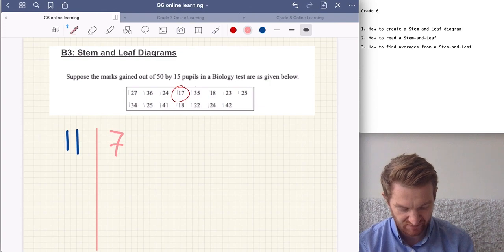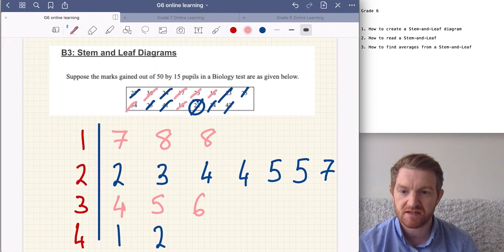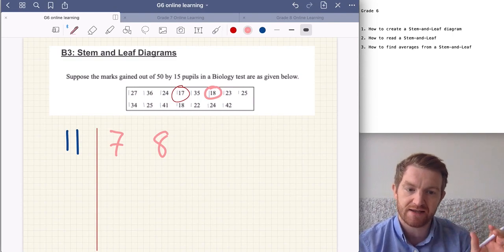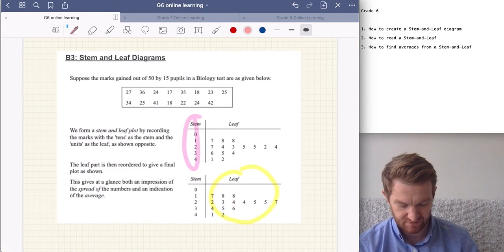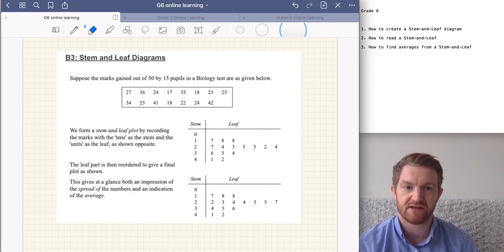And then the next one would be 117, 118 for the 118. And so on and so on. So we can do this with just one digit in the stem, we can do it with 2, we can do it in more. Basically the units is the leaf and everything else is the stem. Okay. So that's how to draw a stem and leaf diagram.